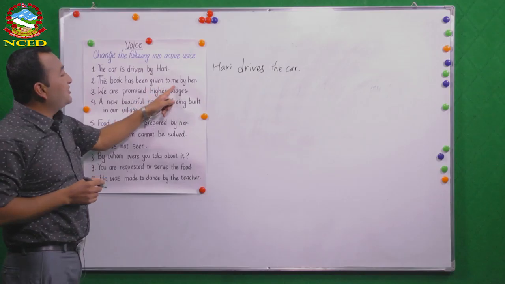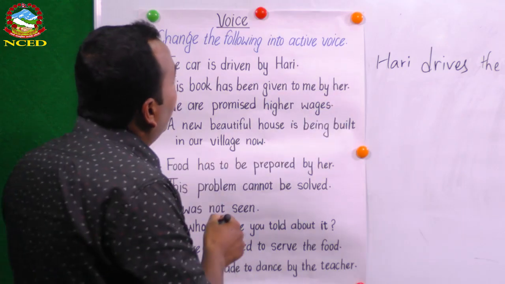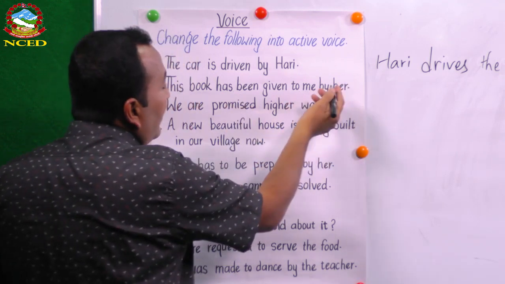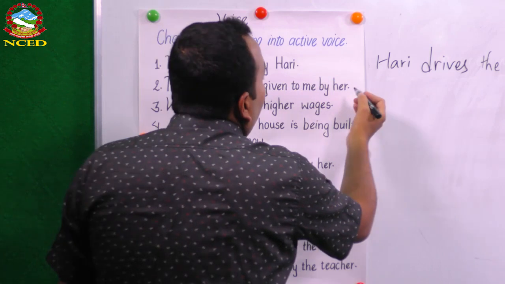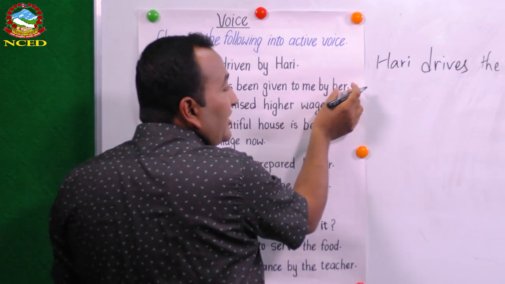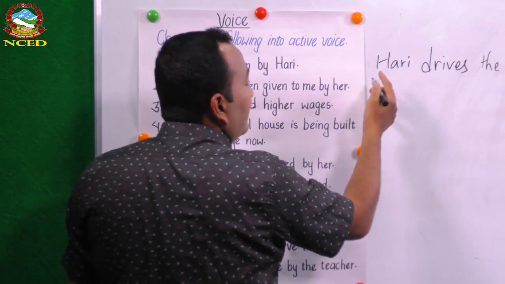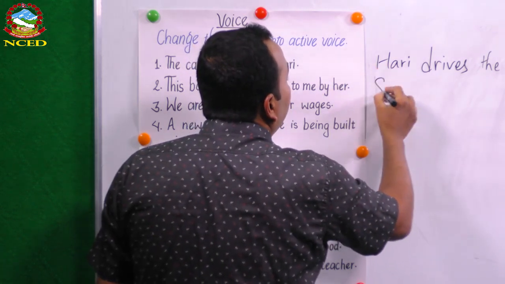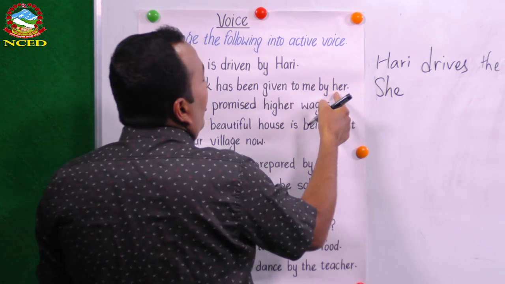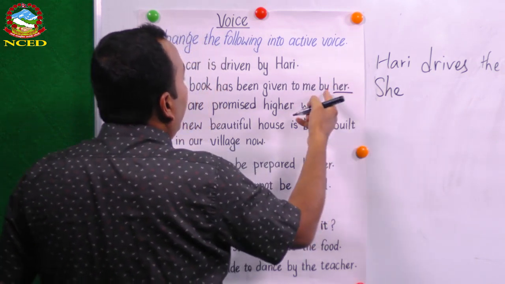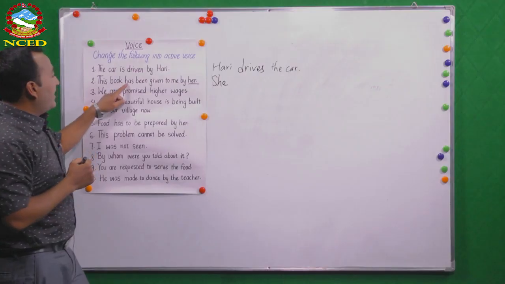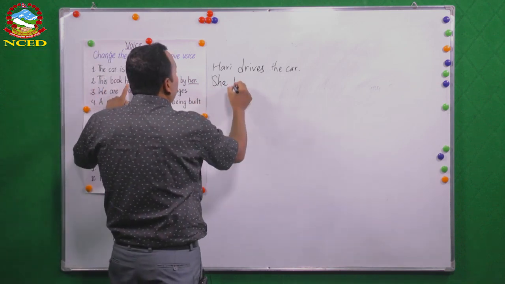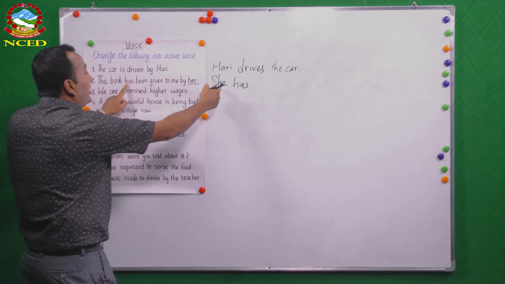This book has been given to me by her. Here are two objects. By her is also there. Okay, by her. If there is by plus agent, make it subject. Her is there. Her is changed into she. Her becomes she. And there is has auxiliary verb. So use the same. Has. Because she is also singular.